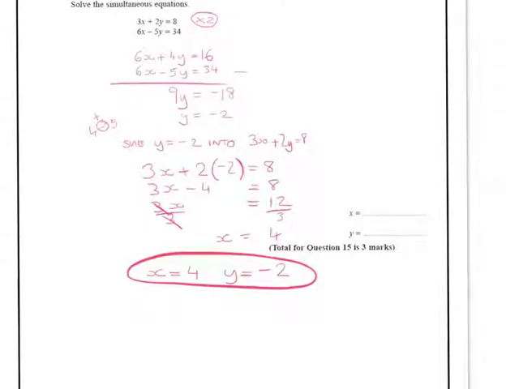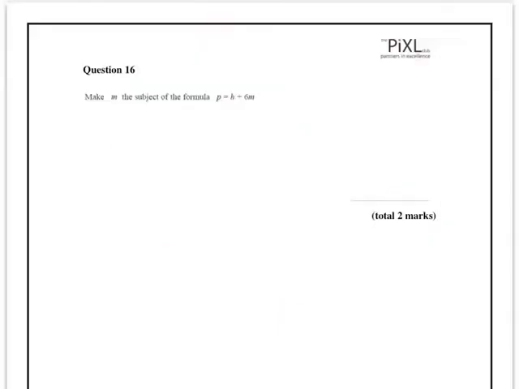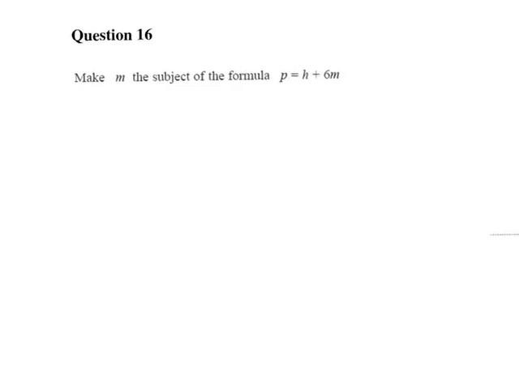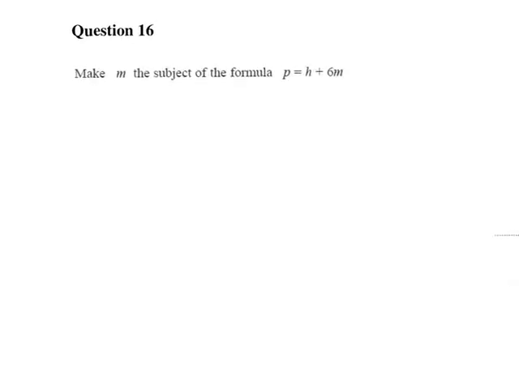Of course we can write those answers in the right place, 4, negative 2. The next question is about making m the subject of the formula. These can vary in difficulty quite a lot, but we need to apply the same rules that we use when we are solving equations. We need to move things around by applying inverses.